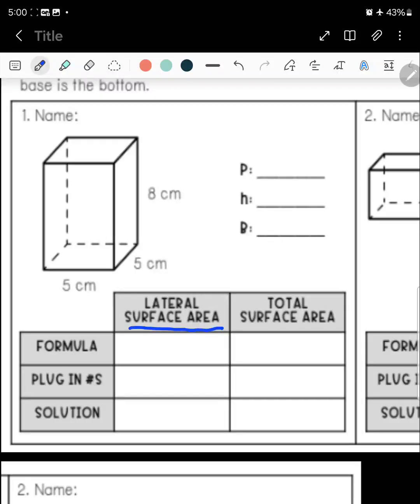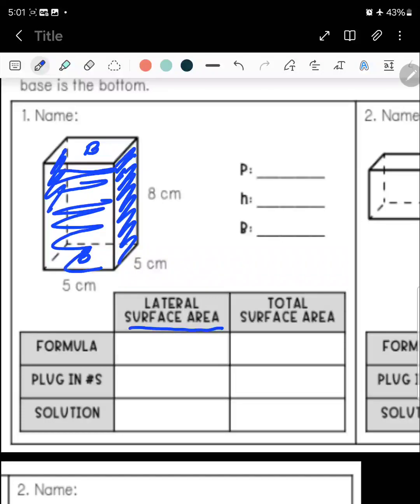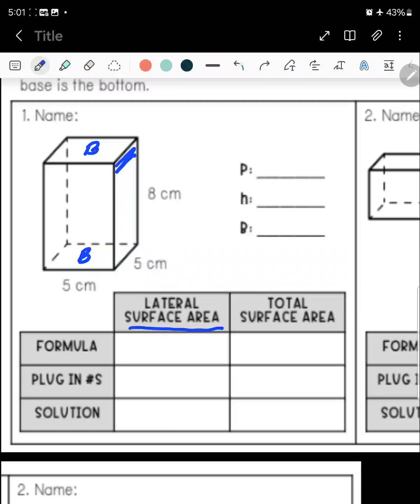Lateral surface area is gonna represent the area around the bases. So in this problem, we're going to say that these are the bases, right, on the bottom and the top. So that means that you're finding the area of this rectangle on the side, this one on the front, the one over here on the side, and the one in the back over here, okay? So let's go ahead and get started with that.